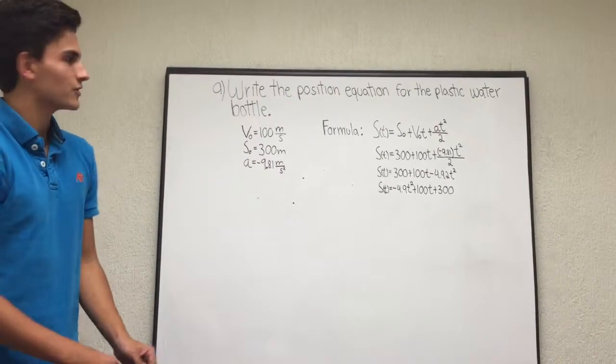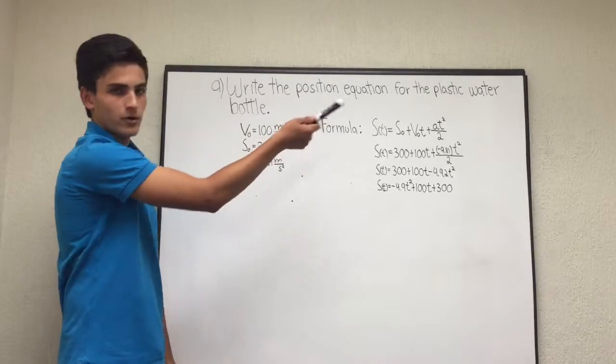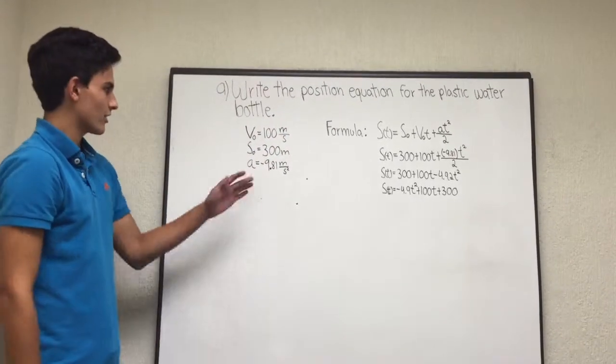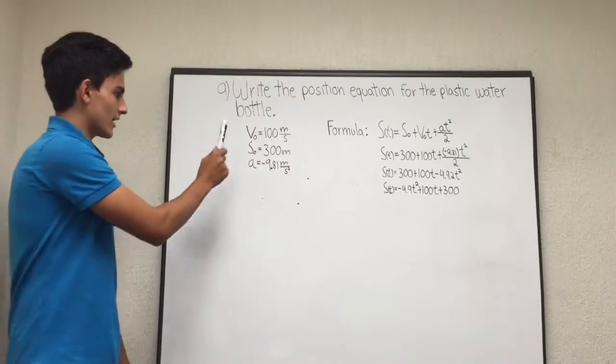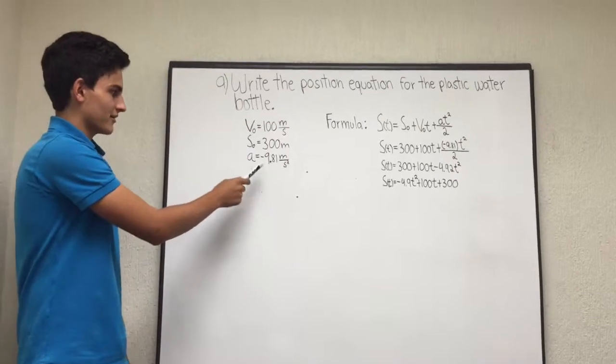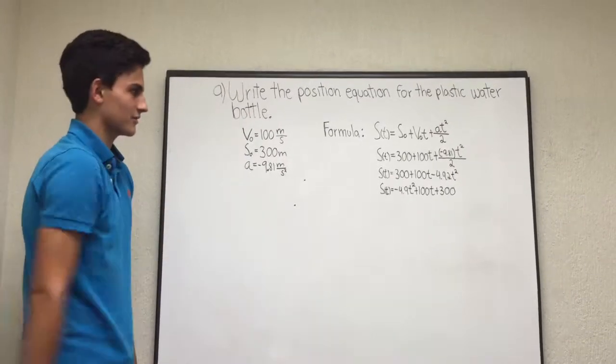The first thing we need to do is write the position equation for the plastic water bottle. So we have these values. The initial velocity is 100 meters per second, the height of the building is 300 meters, and the acceleration, that is the gravity, is minus 9.81 meters per second squared.